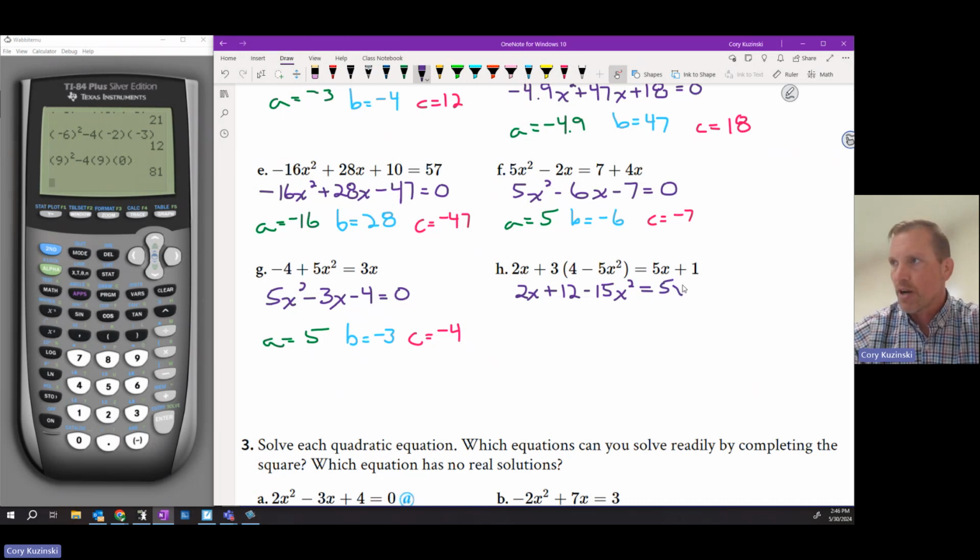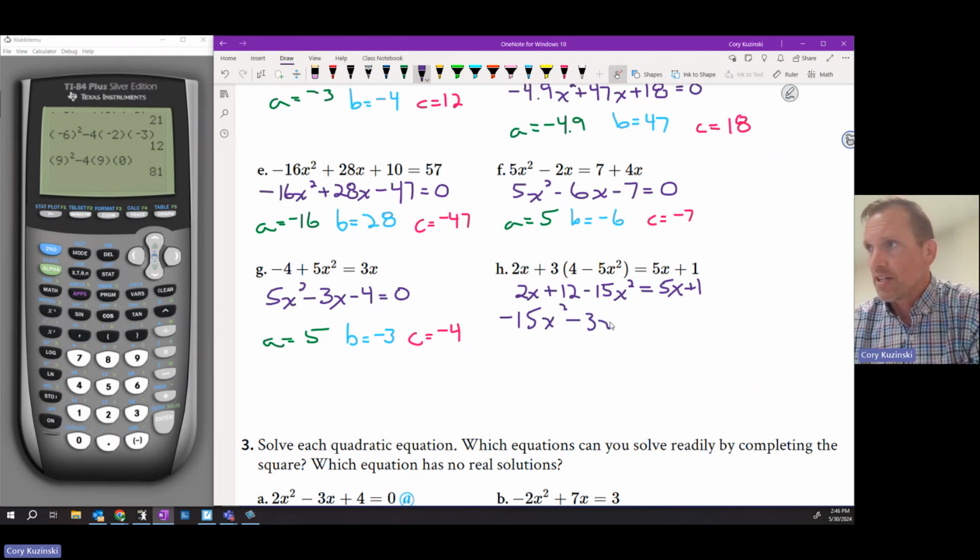So that's the distributive property. Now I want to get rid of the 5x and the 1 that are on the right. I want to move them over to the left. So let's start with the negative 15x squared. That's our x squared term. I see the 2x there and the 5x there. 2x minus 5x is negative 3x. And then I see the 12 and the 1. 12 minus 1 is 11. And that gets rid of everything over there.